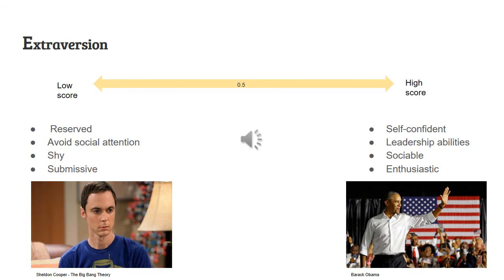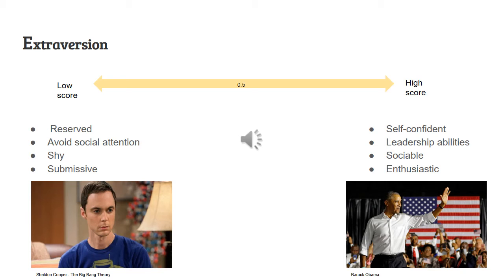Now, talking about extroversion, a person who's considered extrovert is someone who feels positively about themselves, kind of confident about leading and taking positions. They enjoy social interaction and experience positive feelings. A good example that we can have is Barack Obama, the former president of the United States.